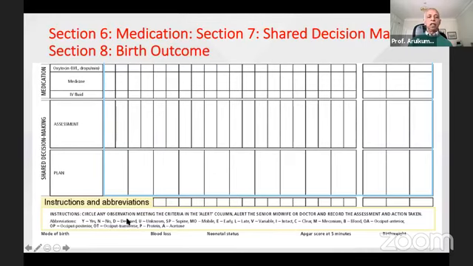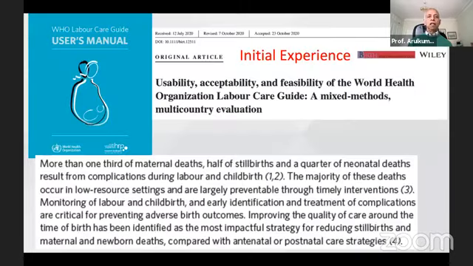For example, yes is Y, D is decline, U is unknown, and so on. For protein, acetone, occiput transverse posterior, they will put OP and so forth. Now, all of this has been studied and published in an article in July 2020, about the initial experience, usability, acceptability, and feasibility of the WHO Labor Care Guide. And they have produced a manual, the WHO Labor Care Guide User's Manual, which explains how to individually look at each parameter and plot it.